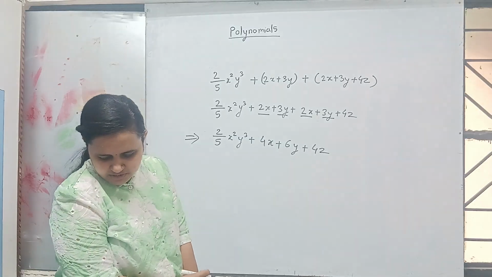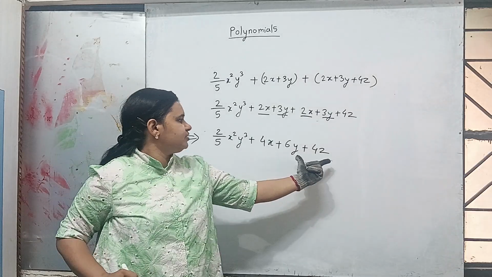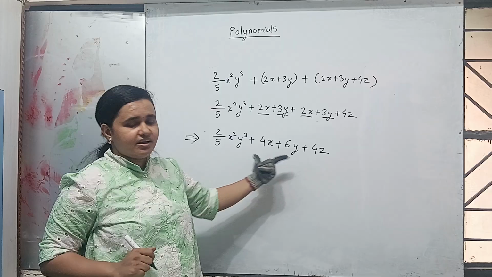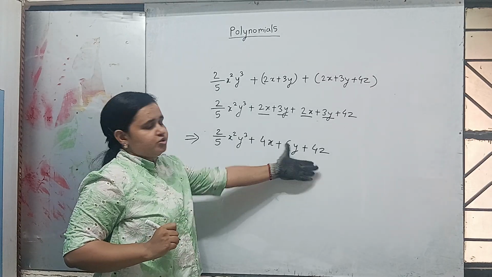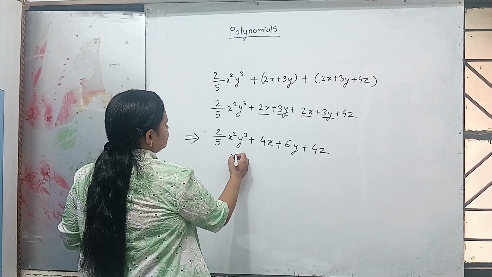So what it will be? Is it a binomial? No, it has 4 terms. Binomial is only 2 terms. Is it a multinomial? Yes, it is a multinomial because it has two or more than 2 terms. It has 4 terms. So it is also a multinomial.